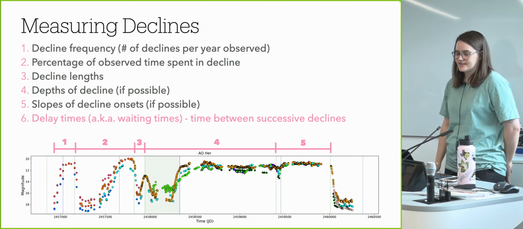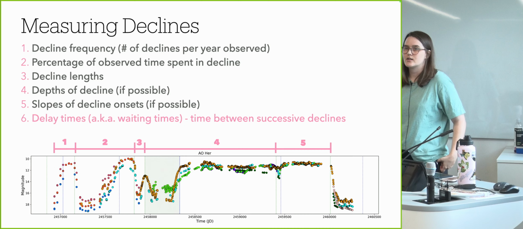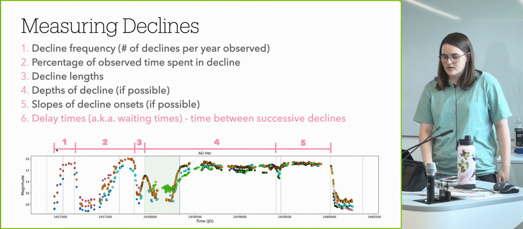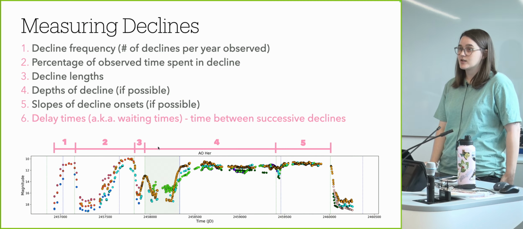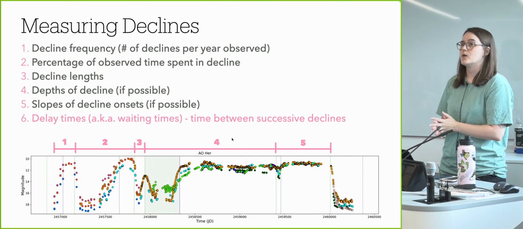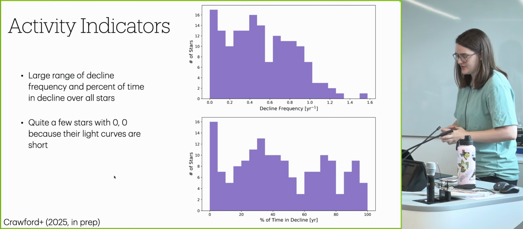And the last one is the delay times, or the wait times. I actually got this idea from solar flare research. So this is what solar flare people do, where they count the amount of time between successive declines, and then they turn that into a cumulative distribution, and they can look at it that way. So that's what they do. So let's go through each of these.